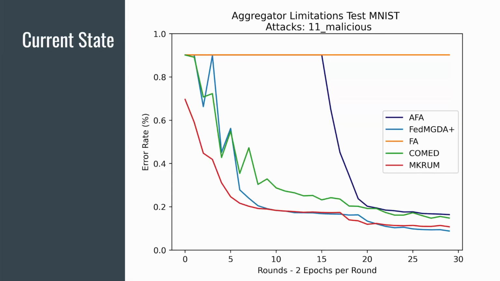This leaves us with the current state of federated learning robust aggregation, where they all perform similarly up to around 11 malicious clients out of a total of 30 clients. But it should be known that FedMJ Plus and AFA both block, which means they add an extra level of complexity to deciding what should be blocked and what shouldn't, which can cause issues in its own right. So it's impressive to see them perform just as well as COMED and mKrum.